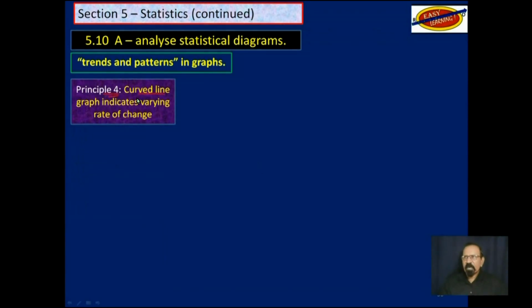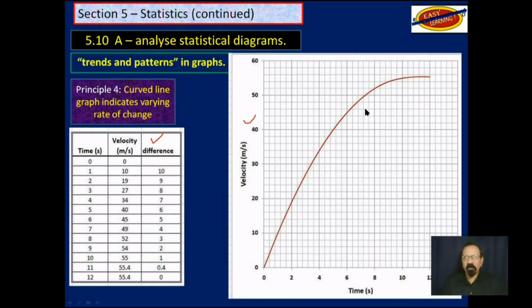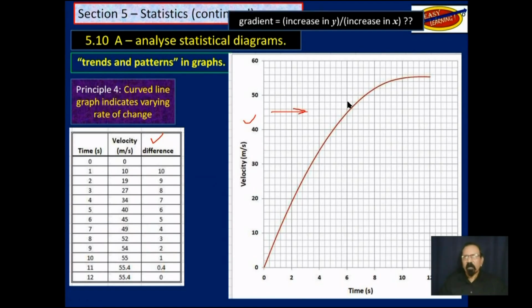Principle 4, curved line graphs indicate a varying rate of change. So far we have been looking at straight line graphs. Now we will consider curved line graphs. So I will use the data in this table to prepare a graph, and I get this graph here you see on the right. Now it is not a straight line. So how do you interpret such a graph? Now, can we still use gradient as increase in y over increase in x? Yes, with one little adjustment.